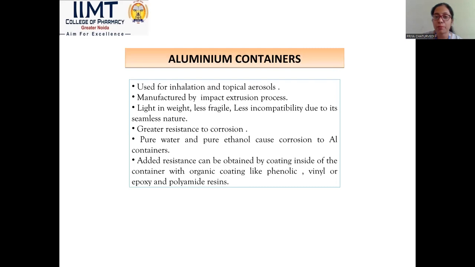Now coming to the next type of containers, which is known as aluminium containers. Aluminium containers are basically used for inhalation or topical aerosols. They are manufactured by the extrusion process. They are light in weight, less fragile, and less incompatible due to their seamless nature. They also have greater resistance to corrosion. Pure water and pure ethanol can cause corrosion to aluminium containers.